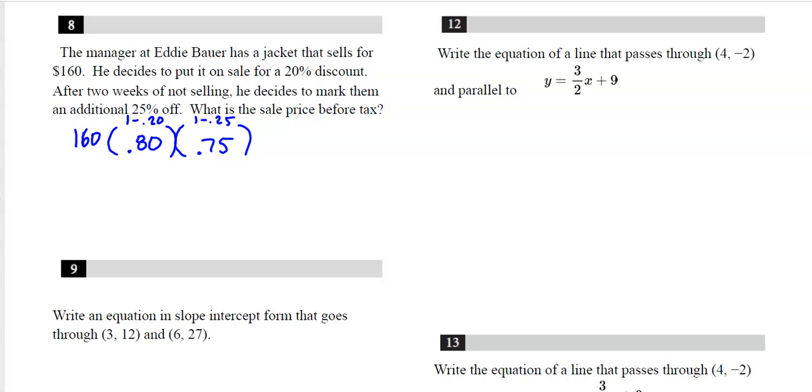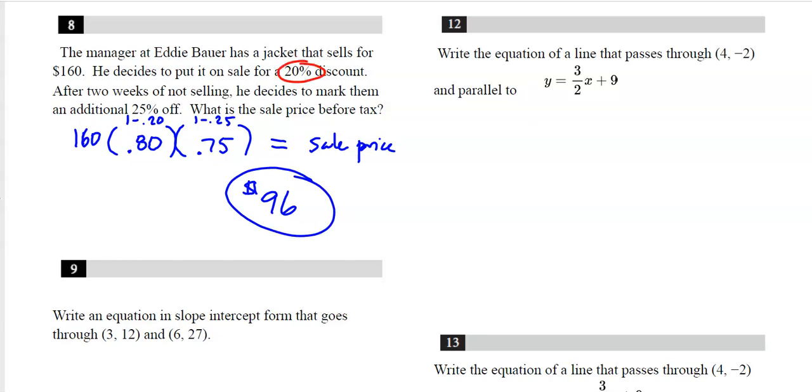And then it says, what is the sale price before tax? So whatever this is, that's going to be the sale price. And let's just crank it out. 160 times 0.80 times 0.75 is $96. Okay. The point to know here is that when you apply two different discounts, you cannot add them together. You can't somehow try to do 45%, because the two percentages are on new sticker prices, different prices there.